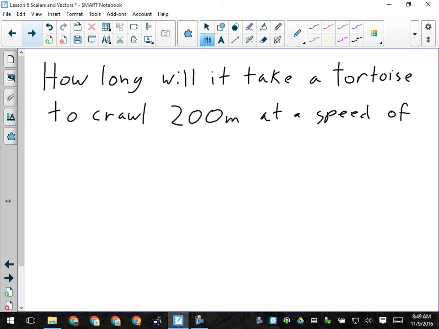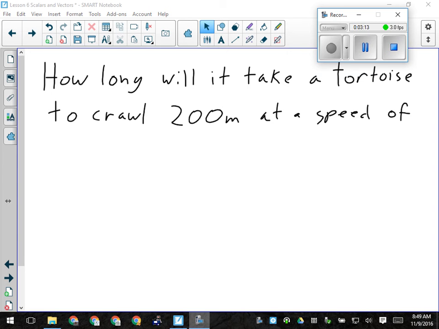A tortoise. I had originally started writing some other word when I made that up, and then I forgot what I was going to write, and I was like, I need a word that starts with T, and I need something really slow. And turtle, for some reason, didn't come to my mind. Tortoise did. I don't know. What do you do? When I edited stuff. Okay, so at a speed of 0.15 meters per second.